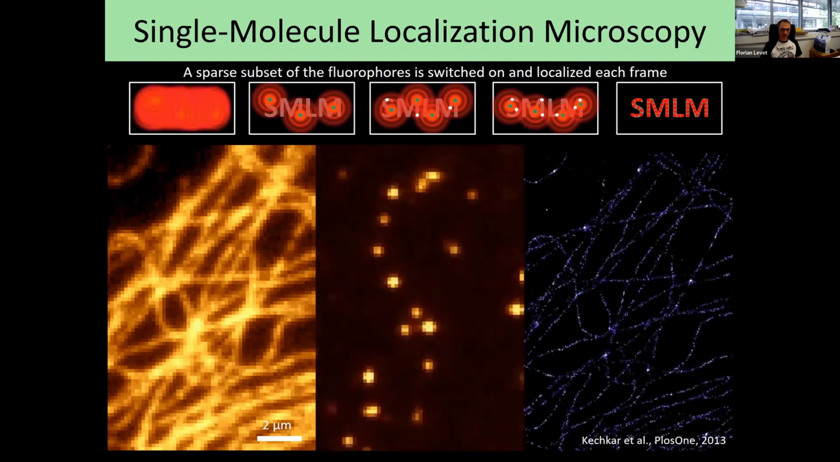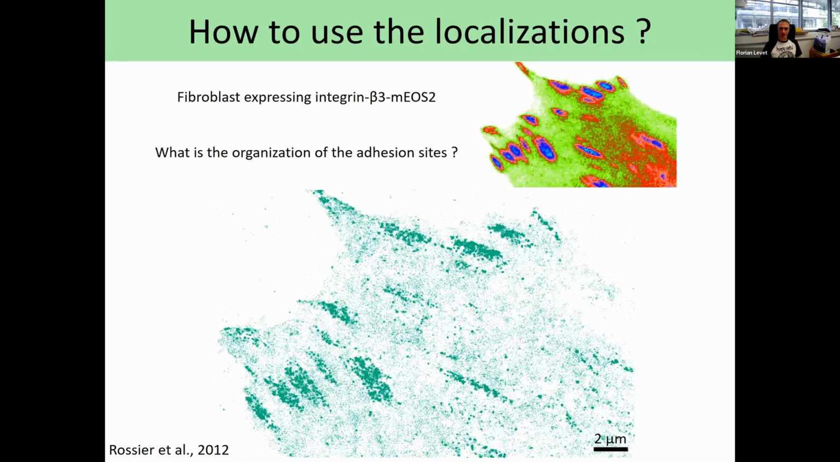But then, again, the difference is now we have coordinates in space, in 2D or 3D. So how can we use these localizations, these coordinates, in order to do some quantification? Here you can see an image of a fibroblast that is expressing integrin beta 3 mEos2. So this is a diffraction limited image. So basically, the adhesion sites here are just a big stain. But now with single molecule localization microscopy, we can have this kind of data where we have a much better resolution in the adhesion site, and we can try to use the localizations in order to do our quantification.